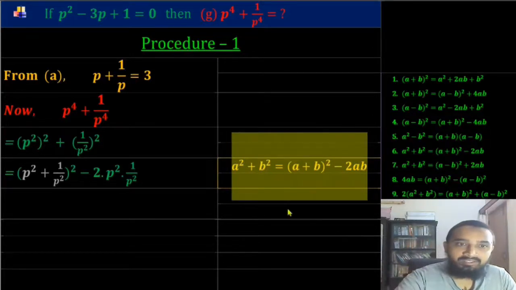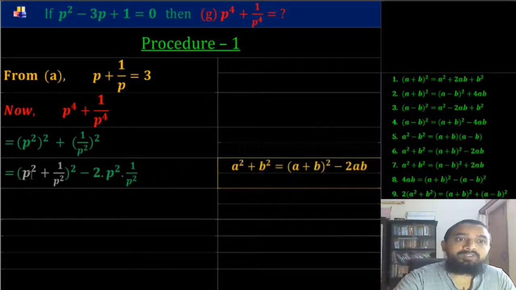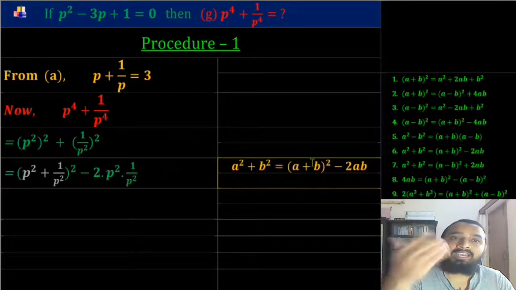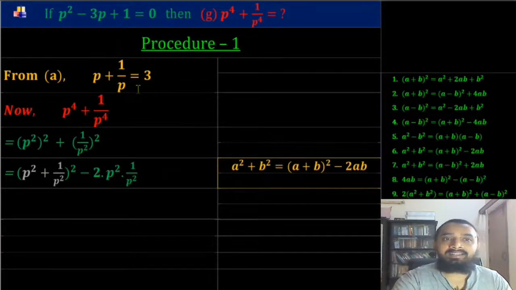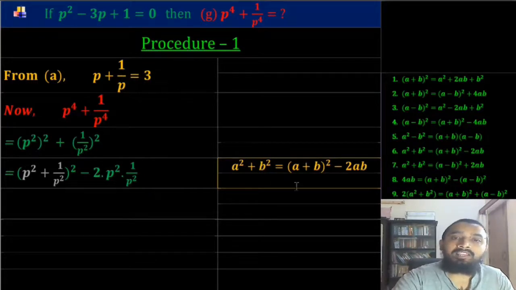Now, all you need to do is look at p square plus 1 by p square. We discussed earlier that we always first apply the plus corollary, and for the second step we apply the corollary based on the given information. Since the given information is p plus 1 over p is equal to 3, we are going to apply this corollary again. Okay, let us move to apply this one.